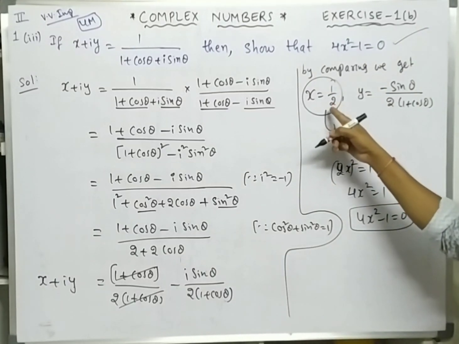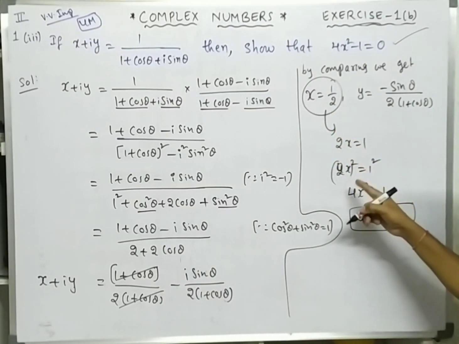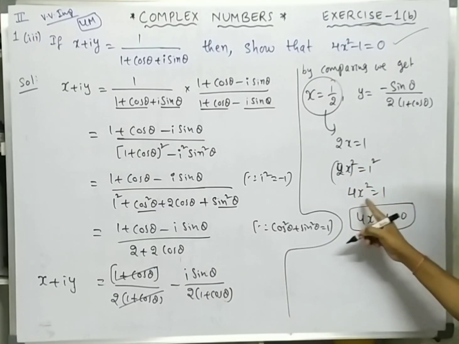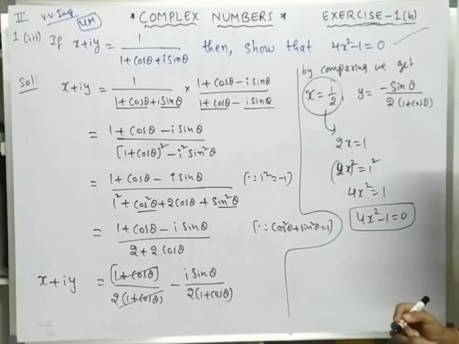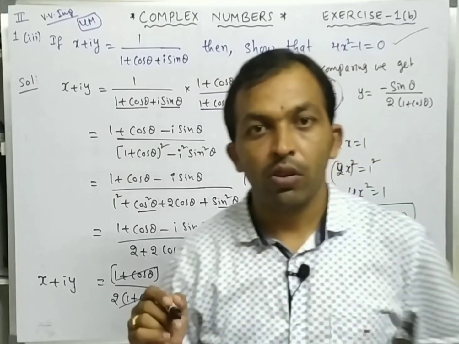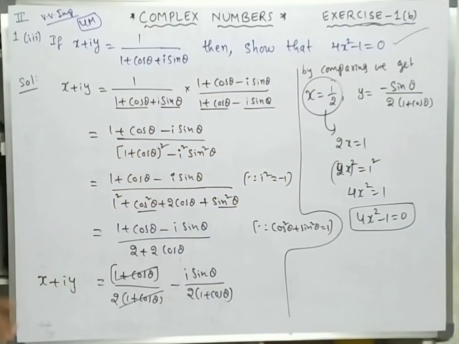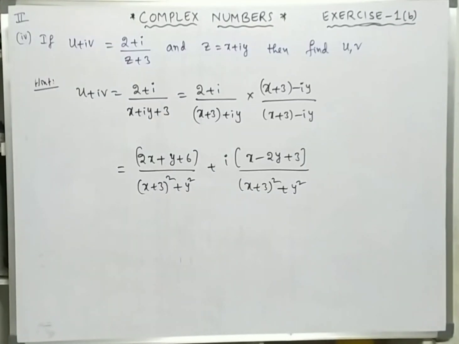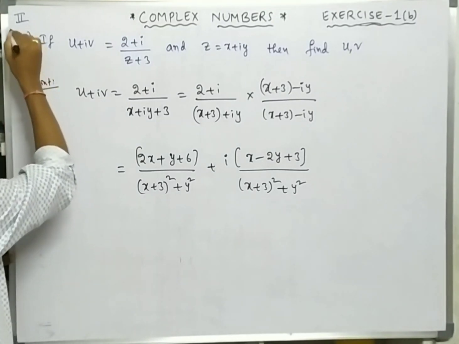In another way, x is equal to 1 by 2, 2x is equal to 1, squaring on both sides you will get 4x square is equal to 1, so 4x square minus 1 is equal to 0, right? So this is a simple problem for 4 marks. This is the 4th problem in the first bit problems.